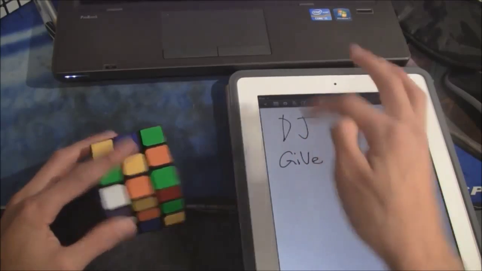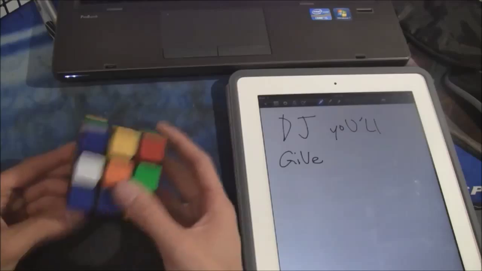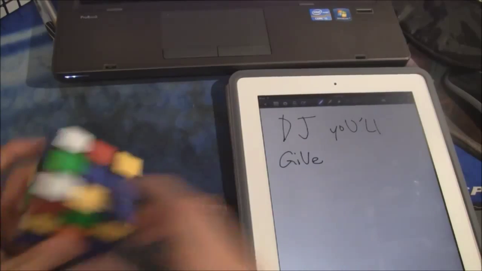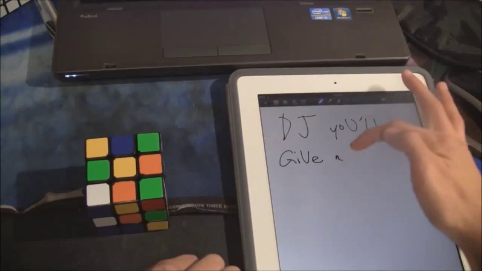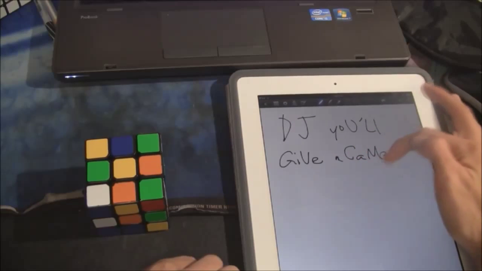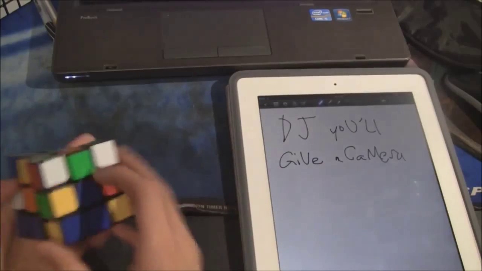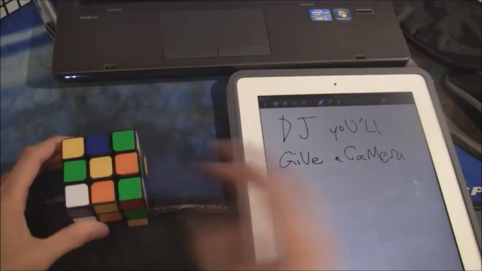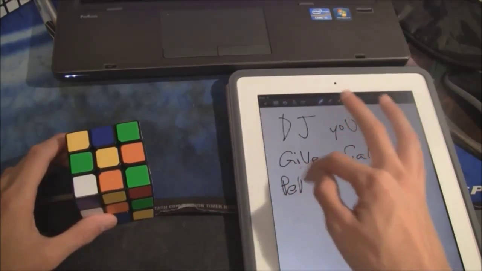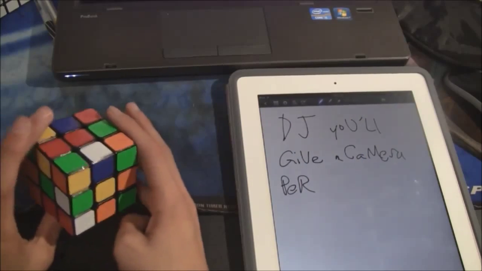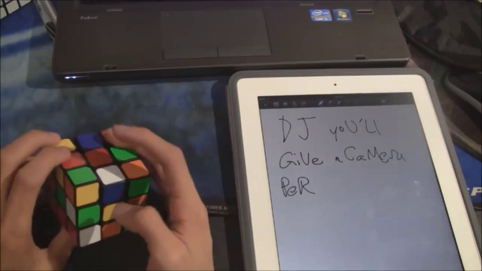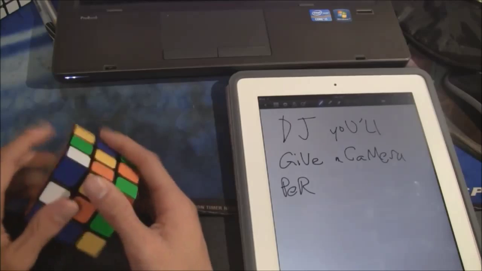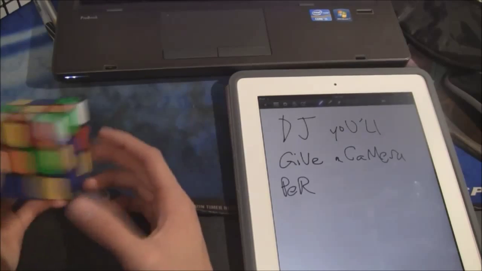DJ, you will give. That's the buffer. So I would probably go to here. That's C to M. So I would think a camera. DJ, you'll give a camera. And then P to R, per. You could also do person, I guess. And then S. And that's it, I think.